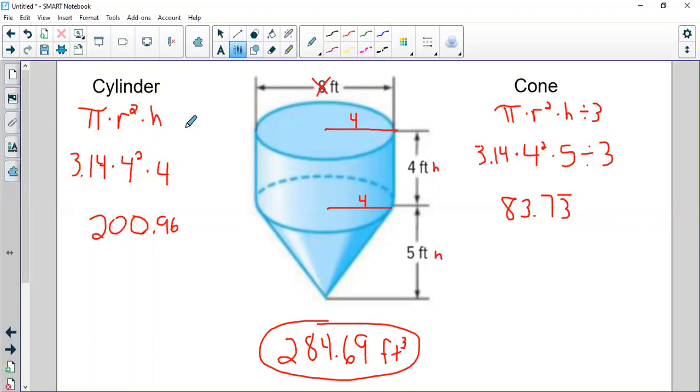If you've got a cylinder, pi times radius squared times height. If you've got a cone, it starts out the same. Don't forget to divide by 3 at the end. Sometimes you're going to get two cones stacked together. You'll see what it looks like.